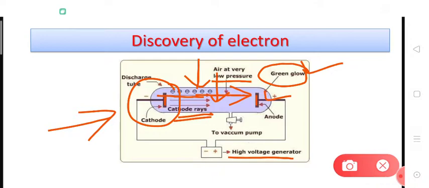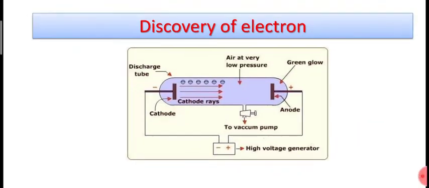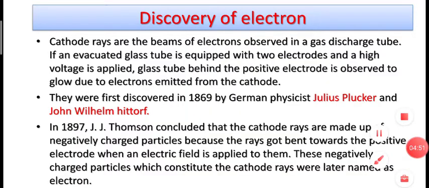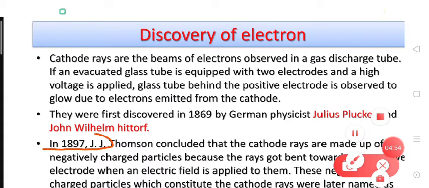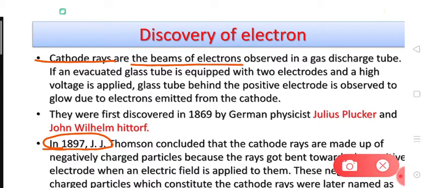Later, J.J. Thomson studied the properties of cathode rays and concluded that the cathode rays were made up of very small negatively charged particles known as electrons. The particles which were discovered to be present in the cathode rays were said to be electrons. J.J. Thomson said that cathode rays were beams of negatively charged particles known as electrons.